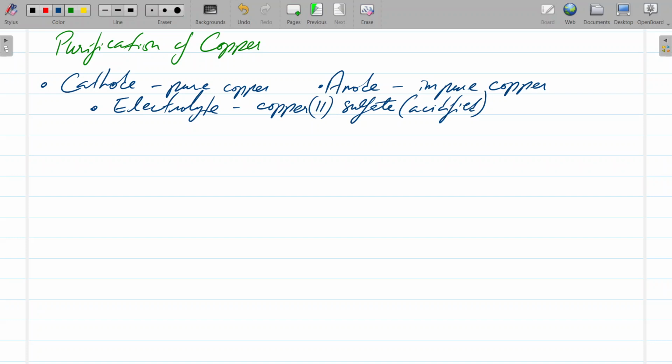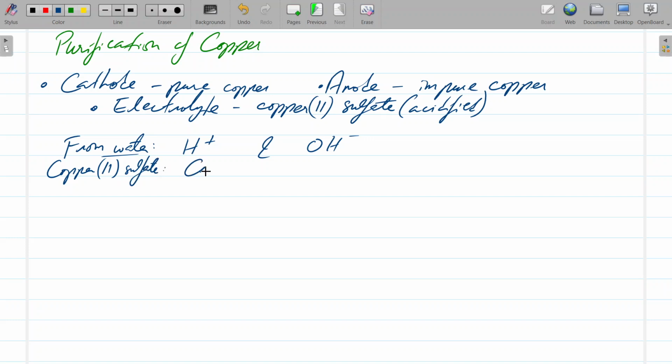So what do you have happening? What kind of ions do you have? You've got water, and so what are the ions? You've got the H+ and the OH-. And then you've got copper 2 sulfate, obviously, and you've got the Cu2+ and the SO4 2-.